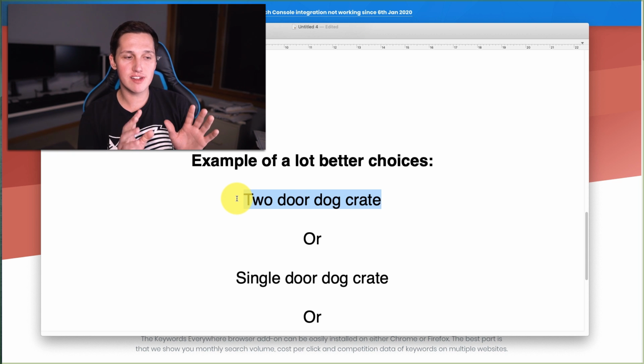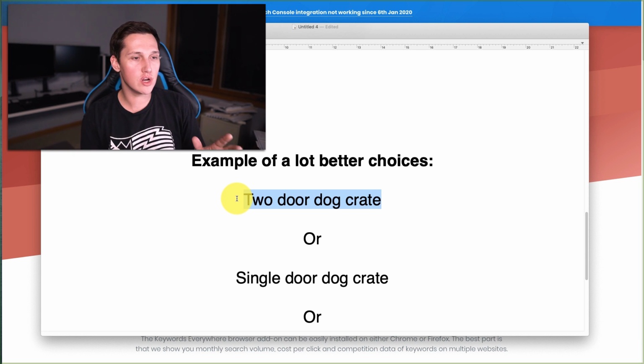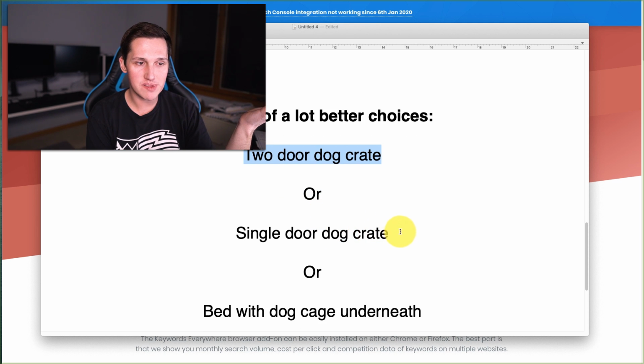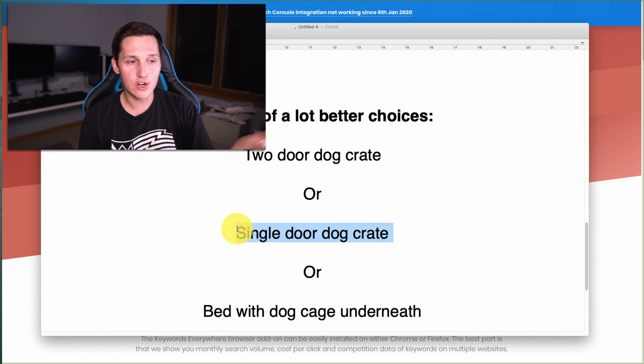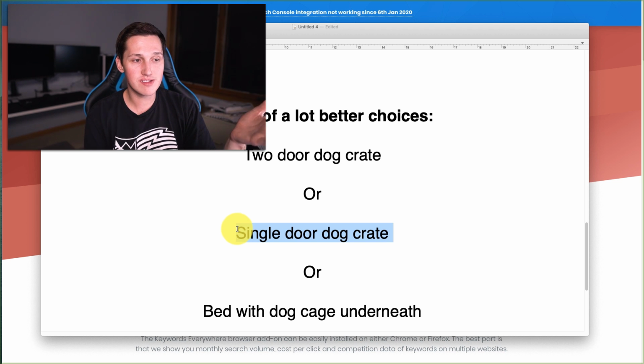Two-door dog crate. This is so specific, they know exactly what they're looking for. They want a dog crate, they want one that has 2 doors. Or on the flip side, on the contrary, single door dog crate. Again, very specific. They know they want a dog crate with a single door.